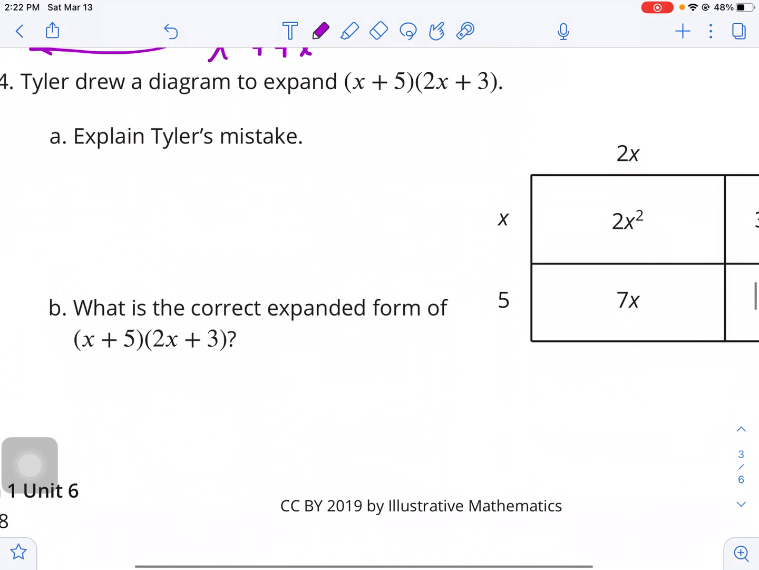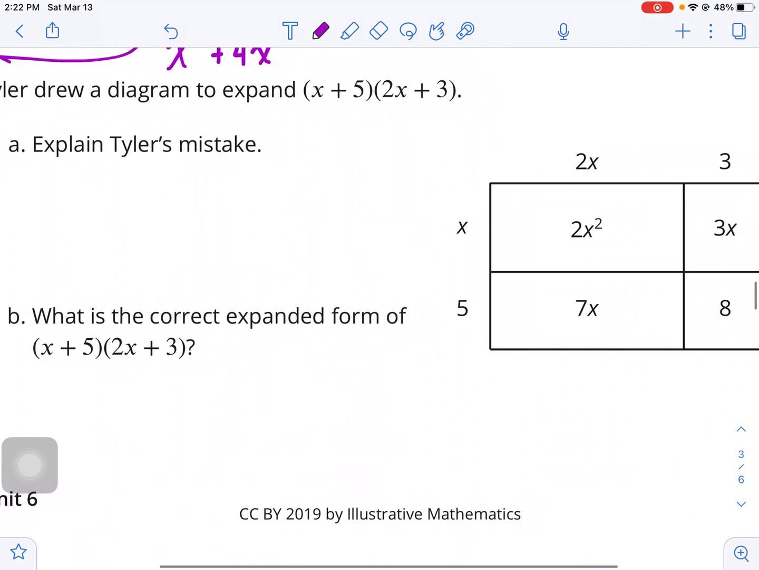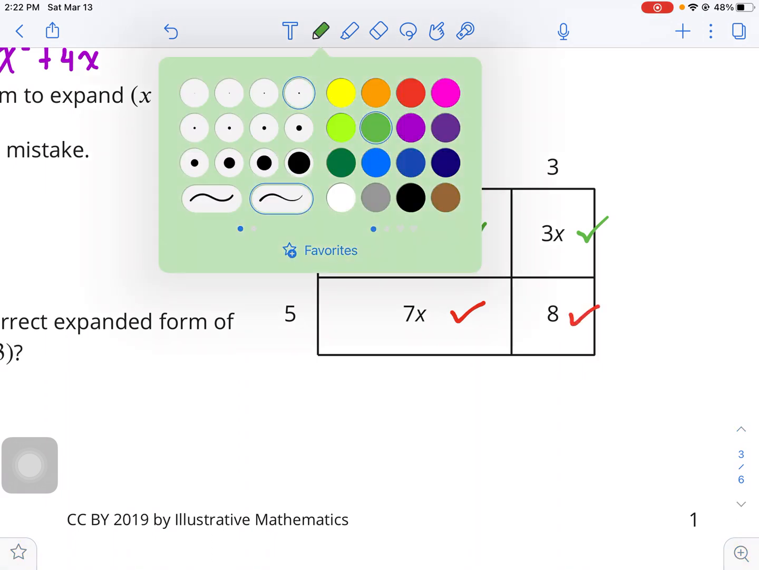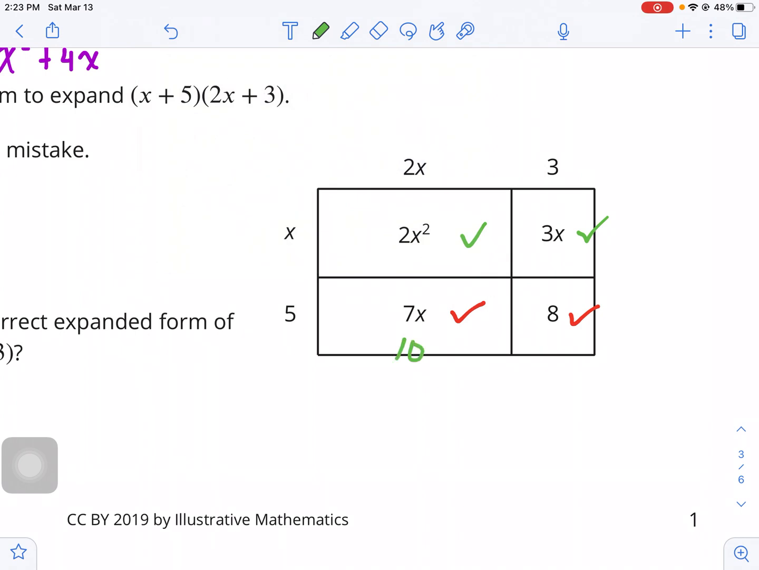Number 4, Tyler drew a diagram to expand this, explain his mistake. So it looks like he got the right answer here. I think we'll give him a green check mark like they do on our Desmos activities. And then x times 3x, that's 3x squared. But we got to give him a couple red checks here. 5 times 2x is not 7x, and 5 times 3 is not 8. He added. So this should have been 10x, and this should have been 15.